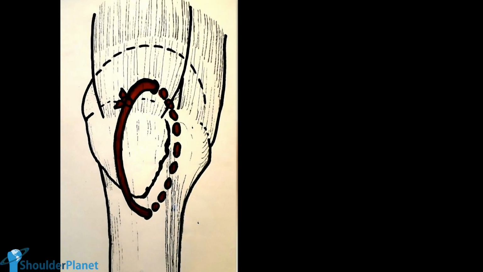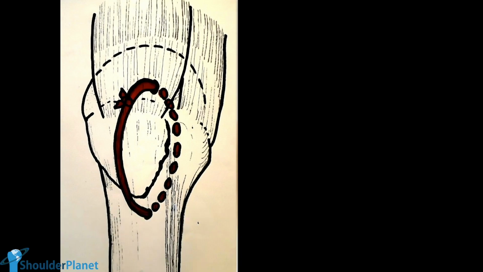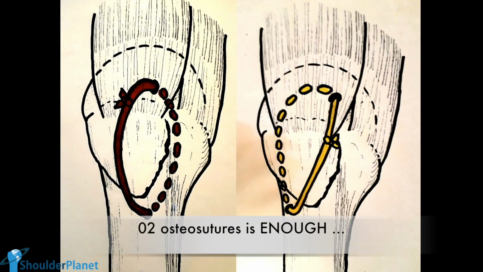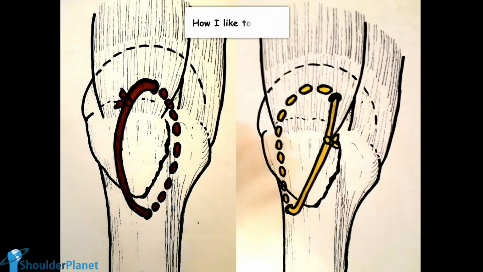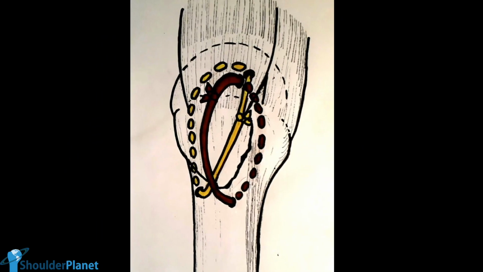So this is what I do. Depending, of course, on the morphology of each case, but I do one suture. I only use number 5 Ethibond sutures, one from posterior to anterior, passing anteriorly on the metaphyseal part of the proximal humerus, and a second one passing posteriorly. And two sutures, to the best of my understanding, is absolutely enough. So this is how I like to do this, leading to a construct like this.